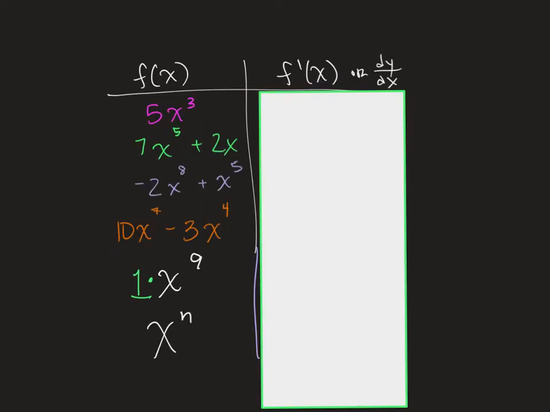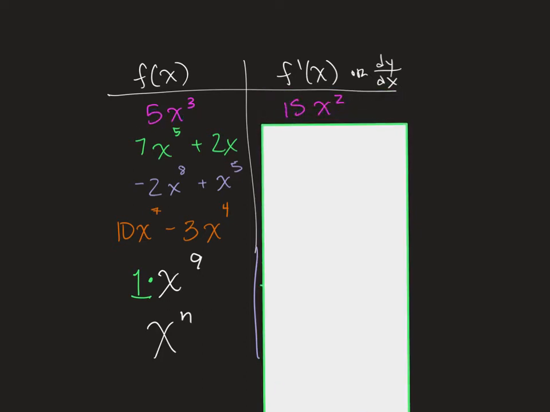So, a little bit of a preview. Over here, we've got a lot of functions. And over here, we're going to get the derivative. So, for example, if your function is 5x cubed, the derivative is 15x squared. If your function is 7x to the fifth plus 2x, the derivative is 35x to the fourth plus 2.